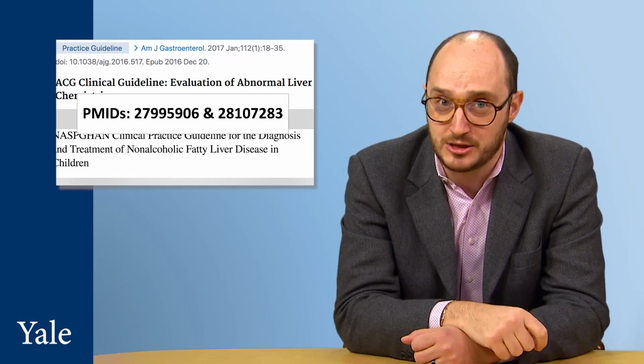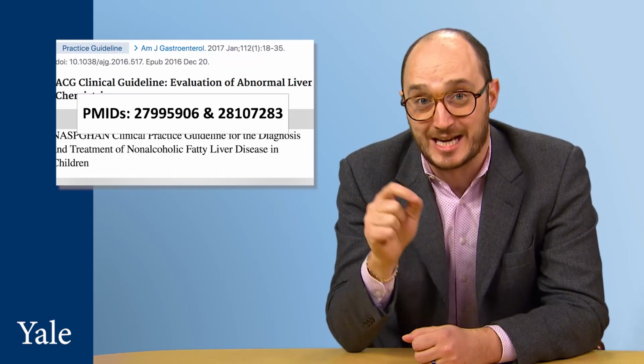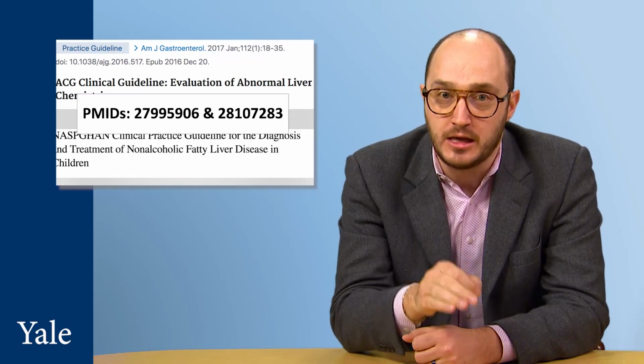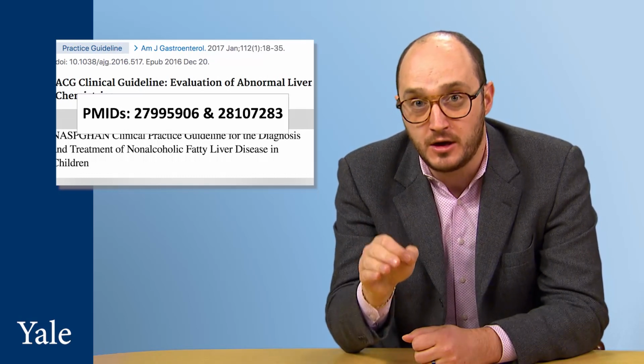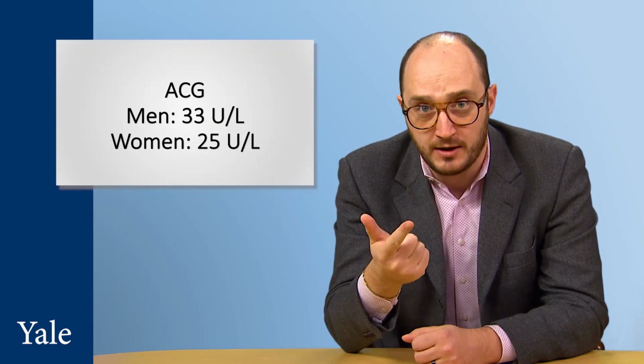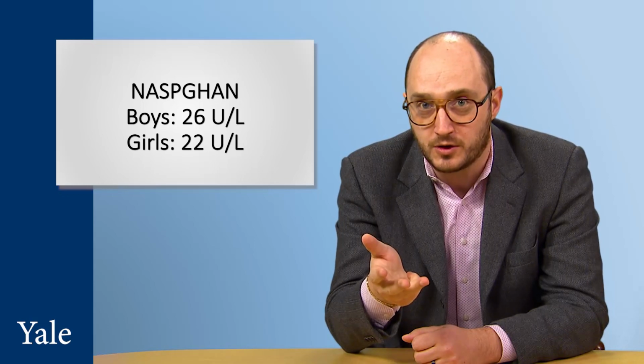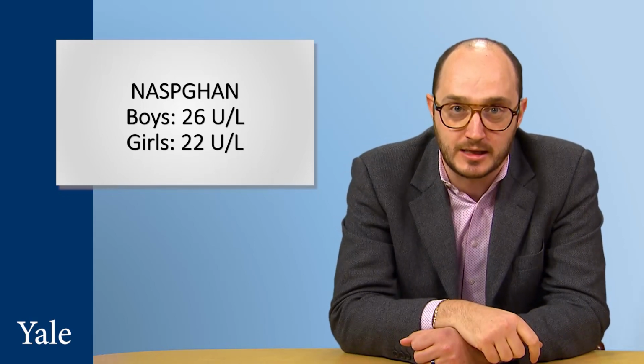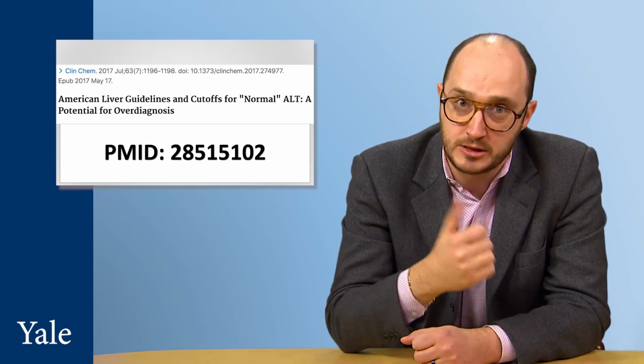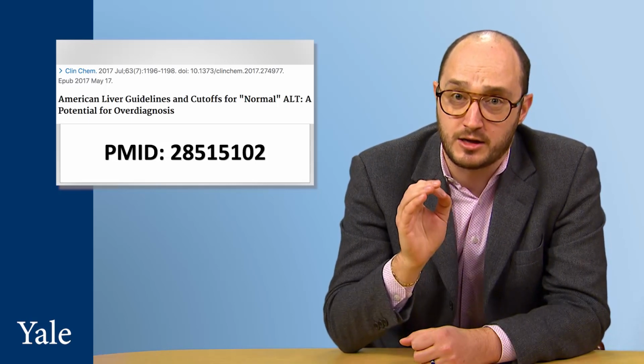So, when in 2017, ACG and NASPGHAN released clinical guidelines that included key recommendations for ALT's upper reference limit to be used as action limits, and specifically stated that we should all be using the universal cutoffs of 33 units per liter for men, 25 for women, 26 for boys, and 22 for girls, it was deeply concerning to laboratory medicine experts. In an opinion article published in Clinical Chemistry, the experts stated that the threshold should in fact be 59 units per liter for men, 41 for women, 33 for boys, and 24 for girls. So significantly higher for men and women, and slightly higher for boys and girls.